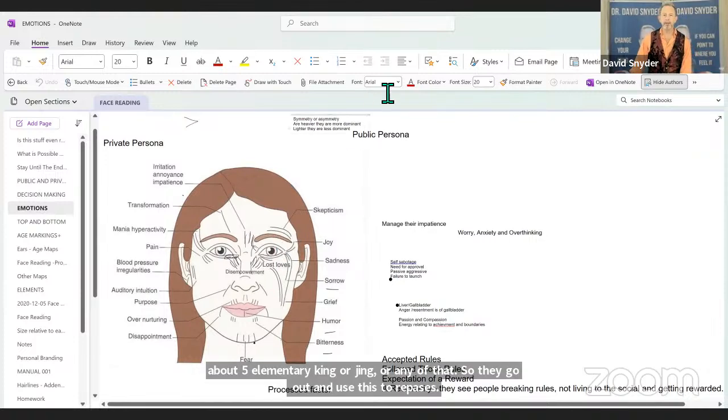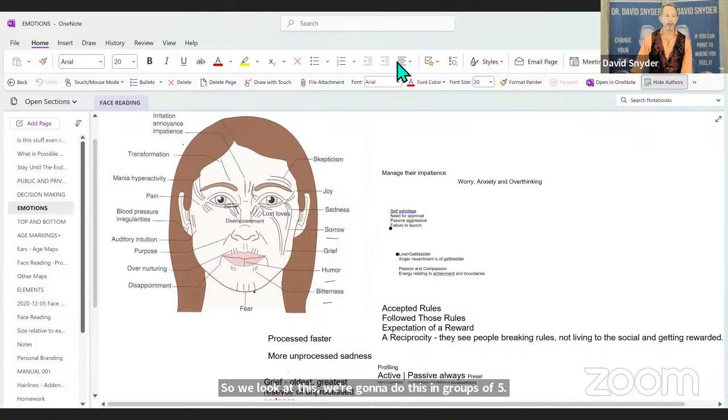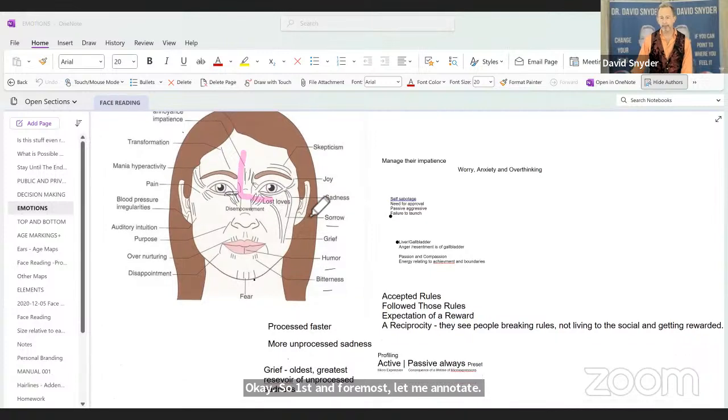Okay. So first and foremost, let me annotate. So let's start with the eye. The eye, and specifically the eyebrow. When you see lines that start at the center point of the eyebrow and move laterally, you're dealing with the trait of skepticism.